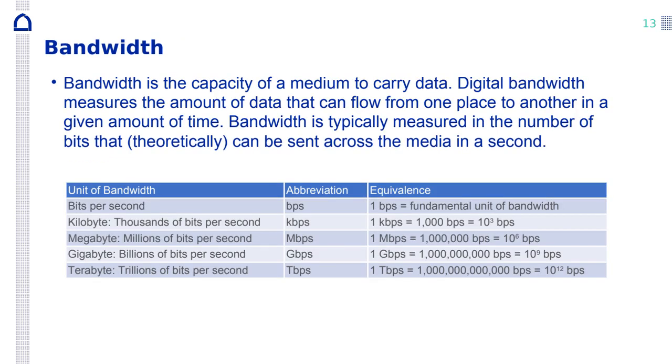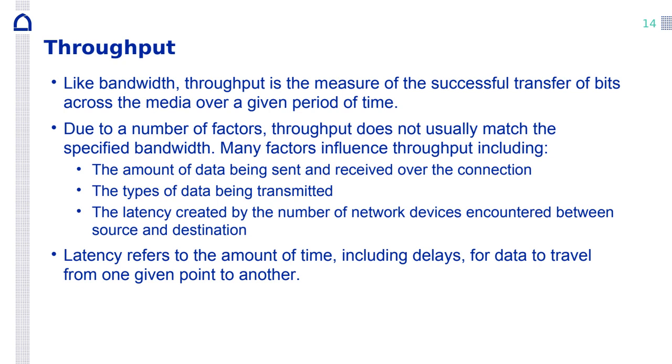Bandwidth is the capacity of the medium to carry data. What is the bandwidth of your cable? How much data can it carry? In this scenario, what is the maximum? How much data can it carry? And we have from bits, kilobits, which is 1000 bits, 1 mega 1000 kilo, 1 giga 1000 mega, terabyte 1000 giga. Okay? You need to know these numbers.